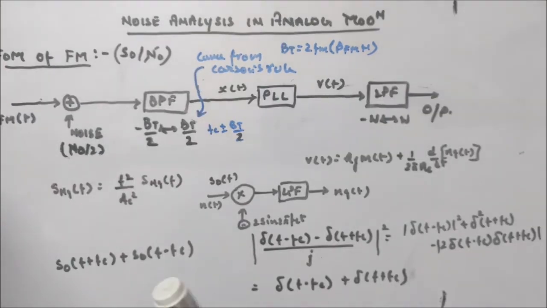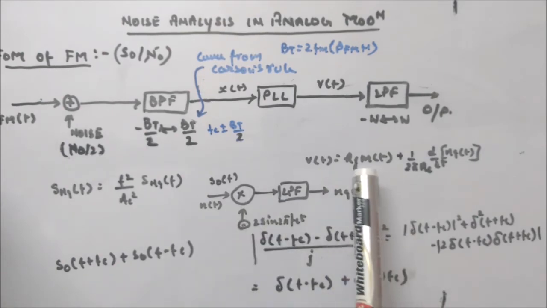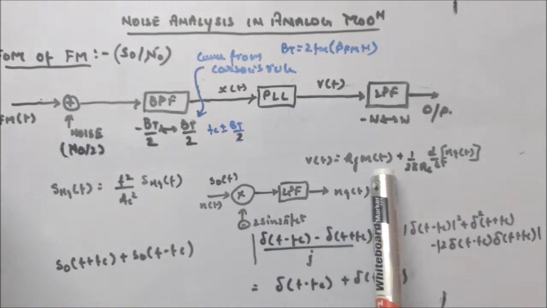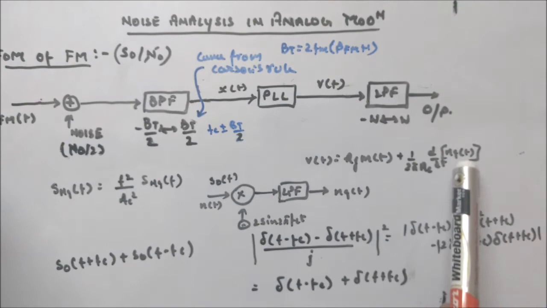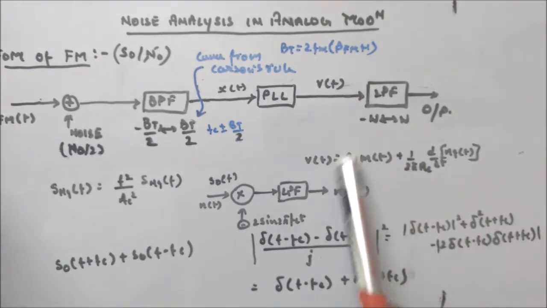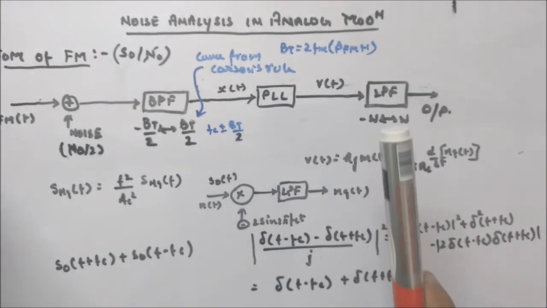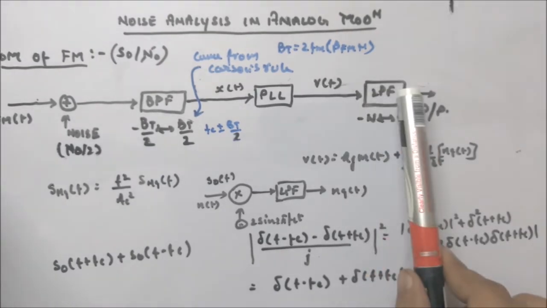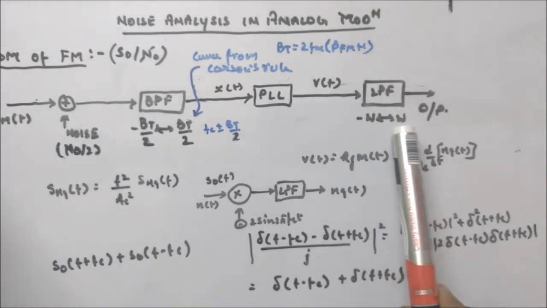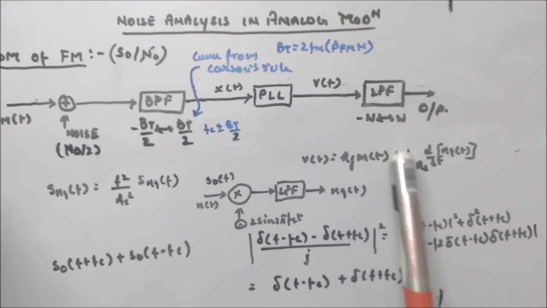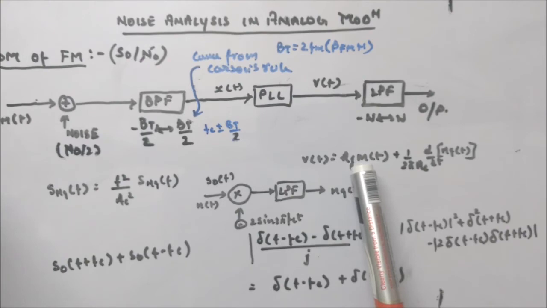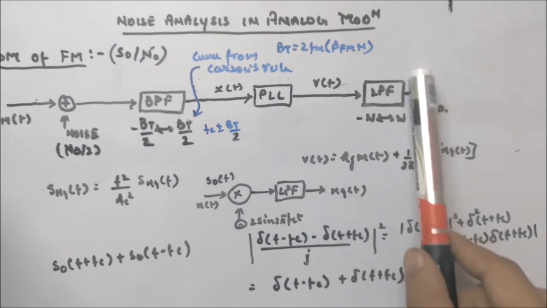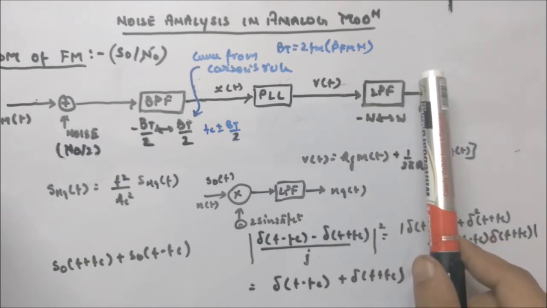Okay, moving on. One thing I forgot to mention: V(t) is equal to Kf M(t) plus 1 by 2 pi Ac d by dt of Nq(t). I have calculated the power of this, which is true, because this term will be passed through the LPF. It has the message bandwidth of the message signal only, so that is why this signal will be passed, and the signal power at the output will be Kf square into P only.